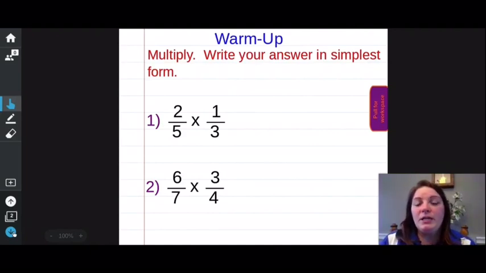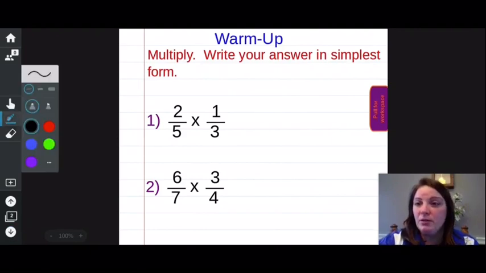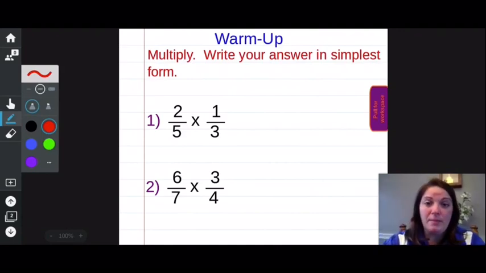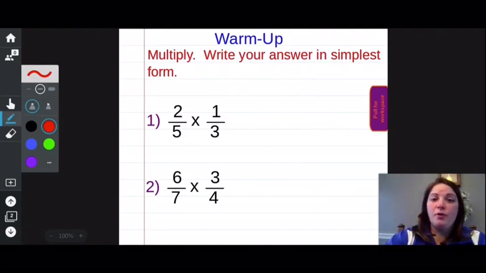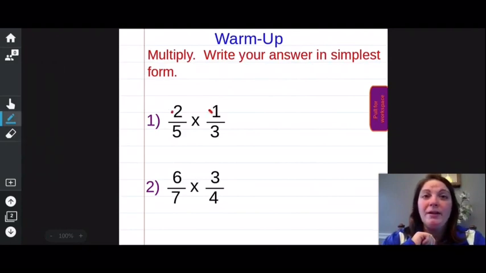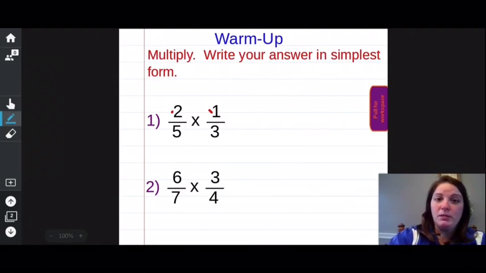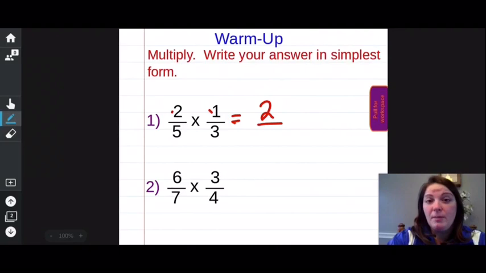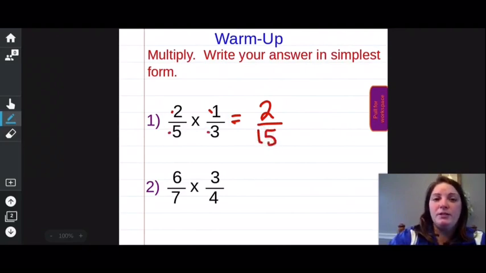For number 1, we're taking 2/5 times 1/3. If you can recall back to that lesson, in order to multiply fractions, you multiply your numerators together and then multiply your denominators together. So for our first problem, we're going to take our numerators 2 and 1 and multiply them. 2 times 1 is 2. And then we multiply our denominators. 5 times 3 is 15.